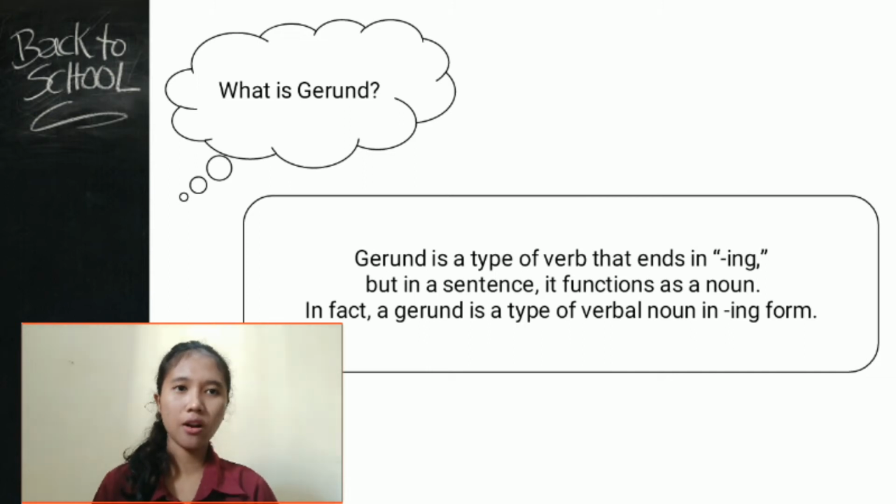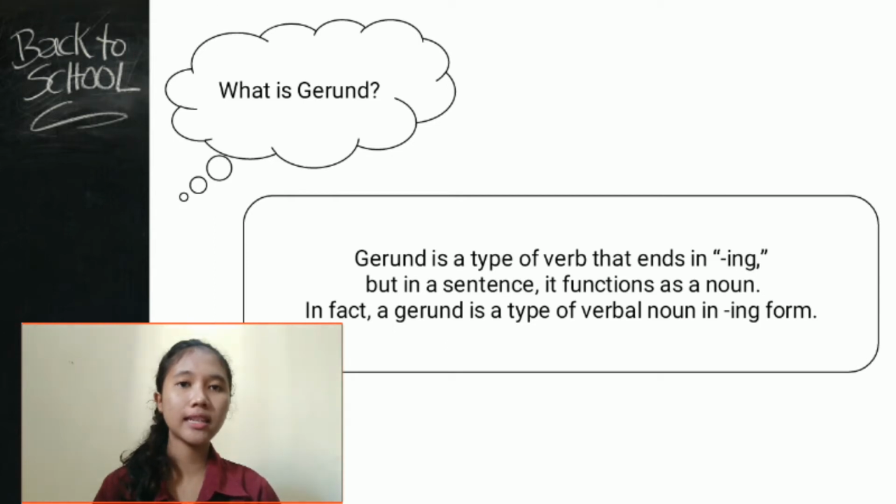Gerund is a type of verb that ends in ing, but in a sentence it functions as a noun. In fact, a gerund is a type of verbal noun in ing form. Though a gerund may look like a verb, it does not behave like one in a sentence. And a gerund can take on a variety of parts in a sentence. It can act as the subject of a sentence, as the object of the preposition, and as the object of the verb.